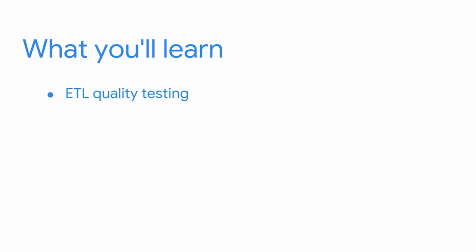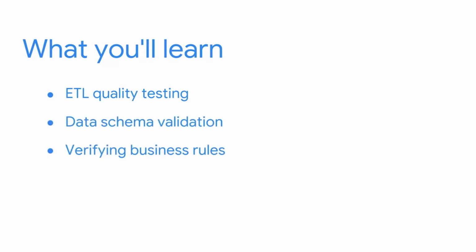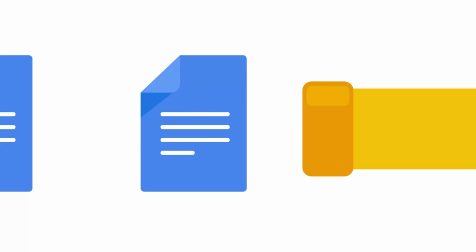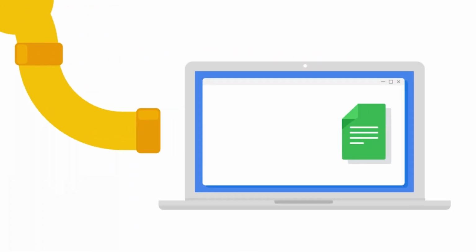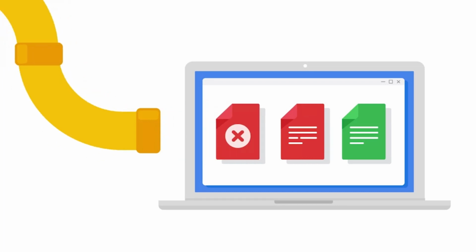In this section of the course, you'll learn about ETL quality testing, data schema validation, verifying business rules, and general performance testing. Through ETL quality testing, BI professionals aim to confirm that data is extracted, transformed, and loaded to its destination without any errors or issues. This is especially important because sometimes your pipeline might start producing bad or misleading results. This can happen when the original sources are changed without your knowledge.